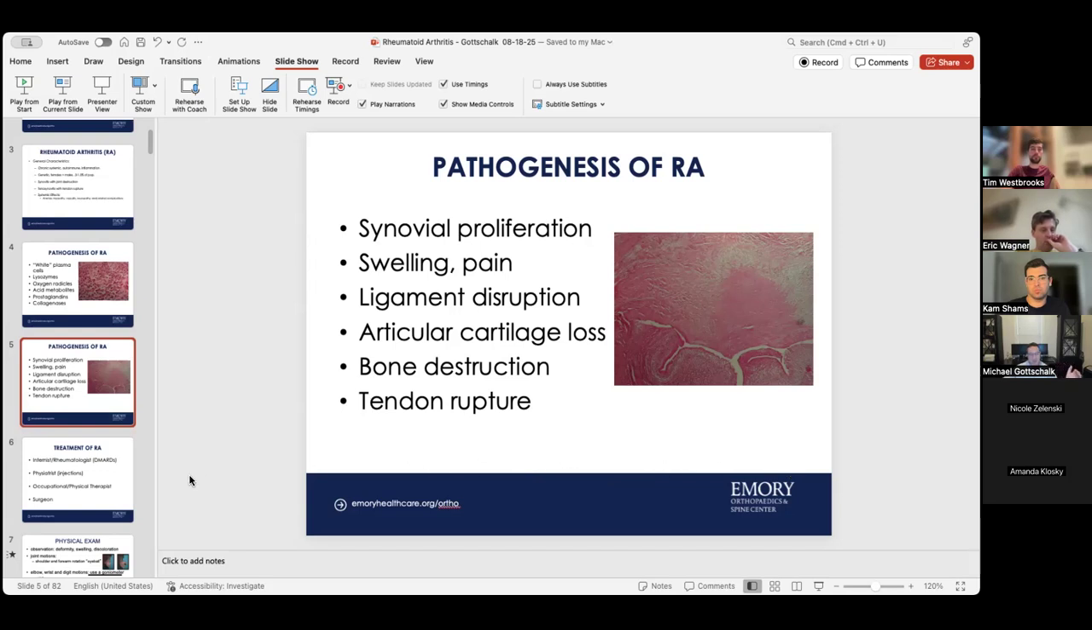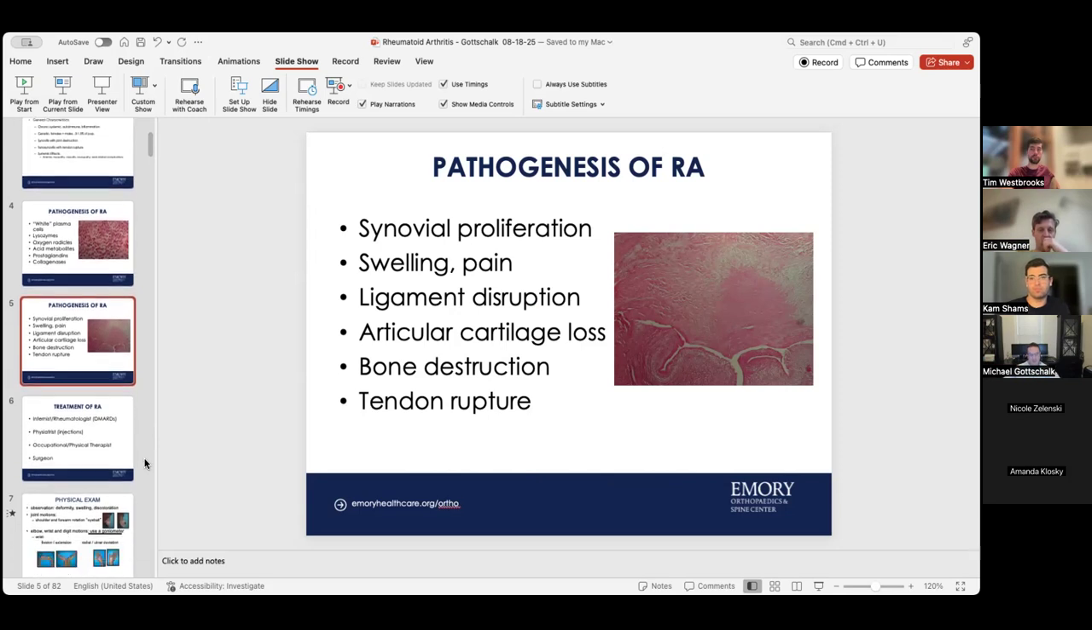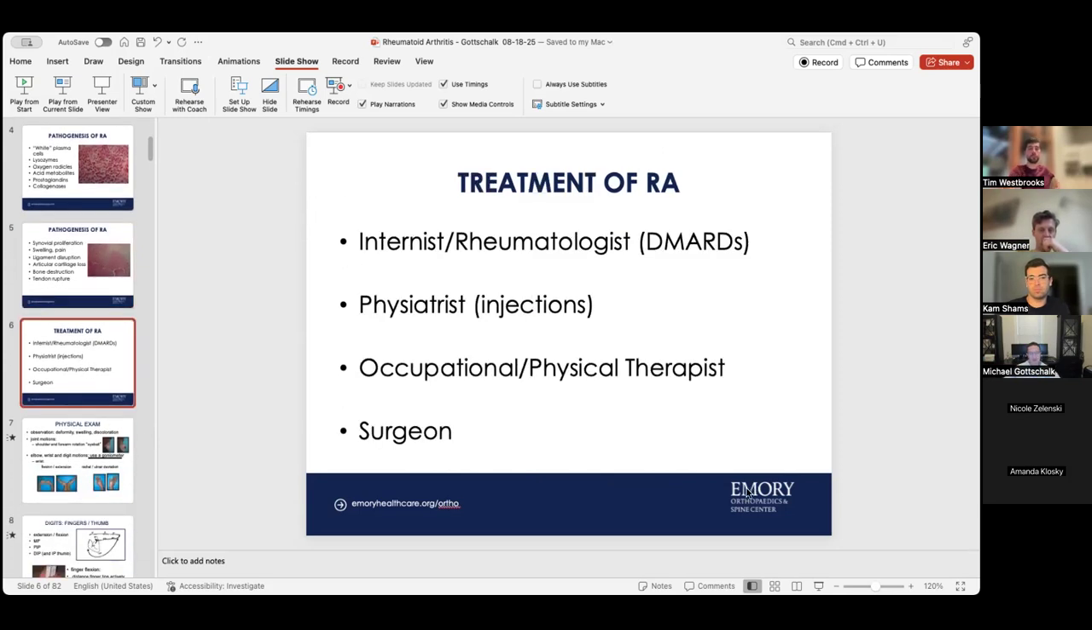For this talk, you'll see that I've divided it by body part, meaning that as we go from either proximal to distal or distal to proximal, and whether it's affecting a joint or the tendons, that's what we'll see. So as far as the treatment of RA, we are now the last line of hope, so to speak. Oftentimes they're treated first by their internist or rheumatologist. Sometimes they'll see a physiatrist for injections, or an occupational or physical therapist to keep what mobility they have. And then last but not least is typically us as surgeons, where neither medical management nor conservative therapies have worked and they're looking to have a surgery performed.